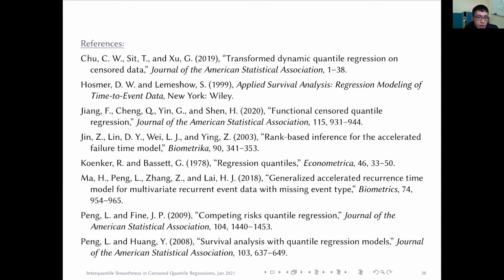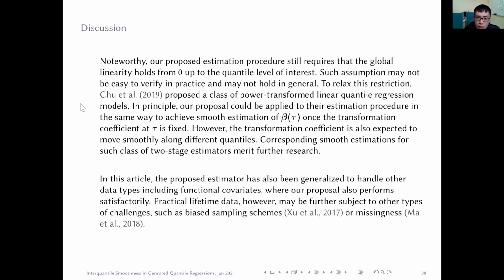And the second one, non-informative censoring. We assume that the censoring indicator is independent of the event time conditional on Z. So yes, currently we assume this non-informative censoring. However, it is still possible to consider other situations, like biased sampling schemes where the censoring time might be informative. It is still possible to handle those situations, and it is a future direction for extension. So did I answer your questions?